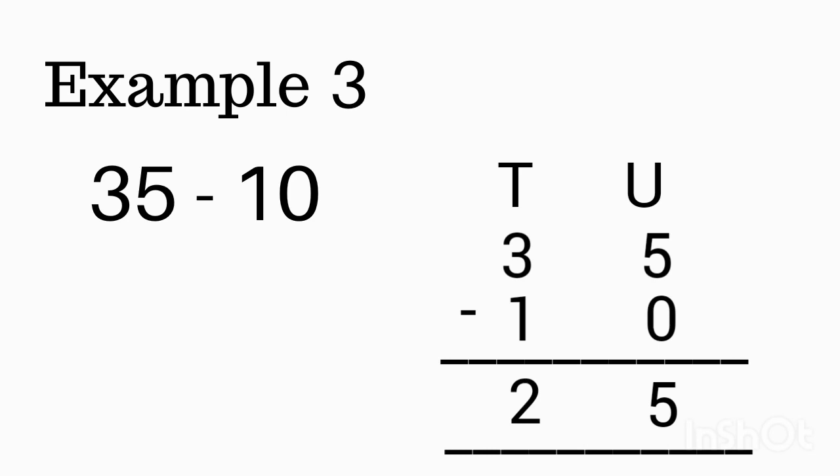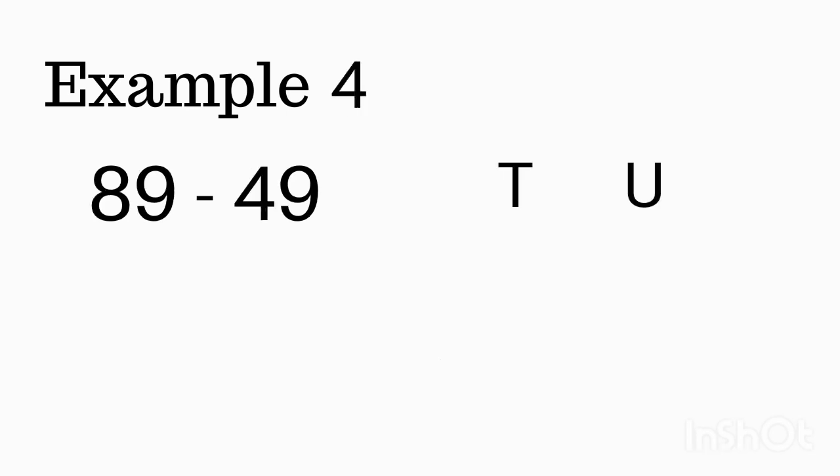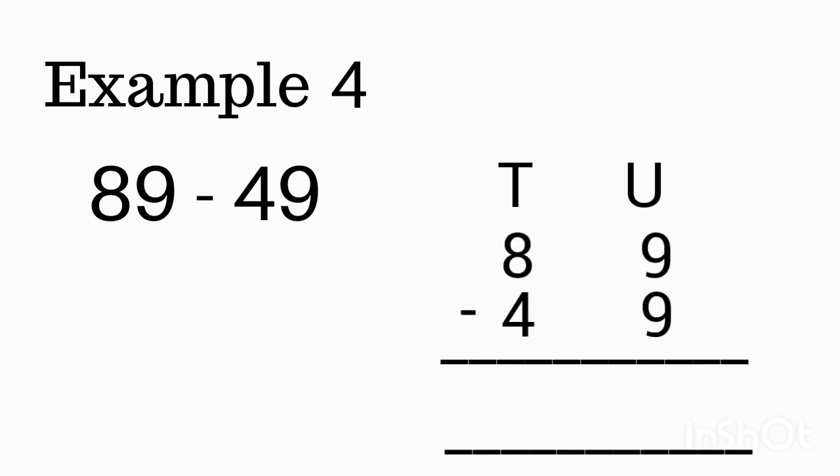Let's move to number 4. So we will arrange this under tens and units and subtract. 9 minus 9 is 0. 8 minus 4 is 4. Please take notes. Any number minus itself gives 0. If I have 9 pencils and someone comes and takes away the 9 pencils from me, I will have no pencil left, which means 0.